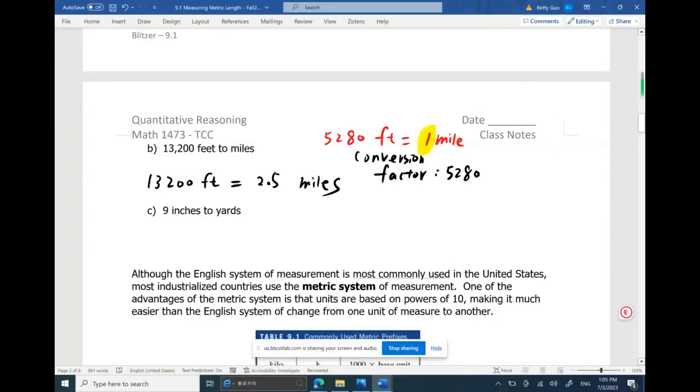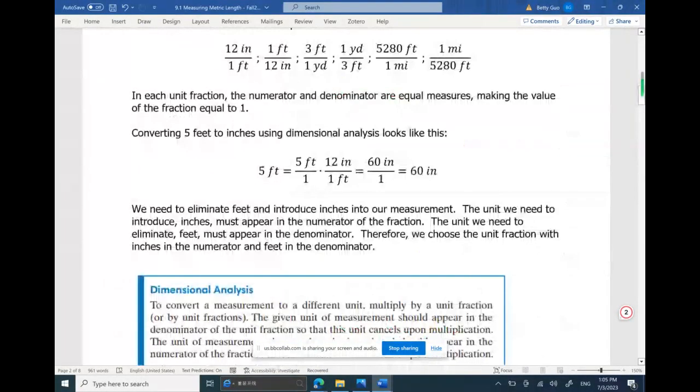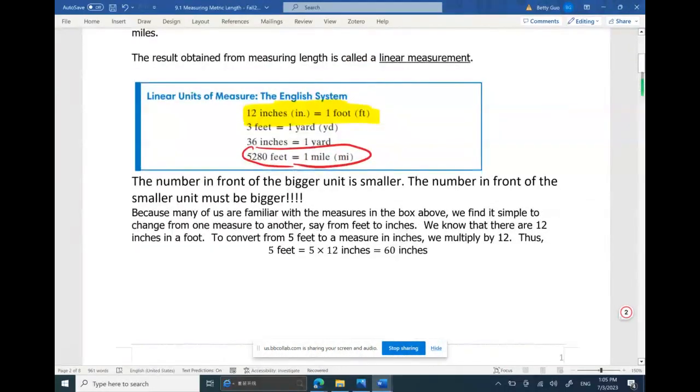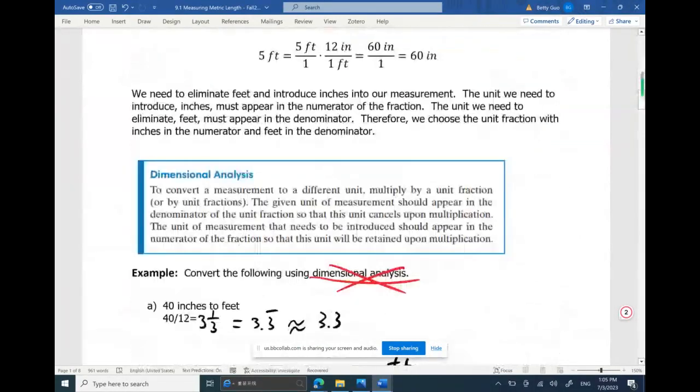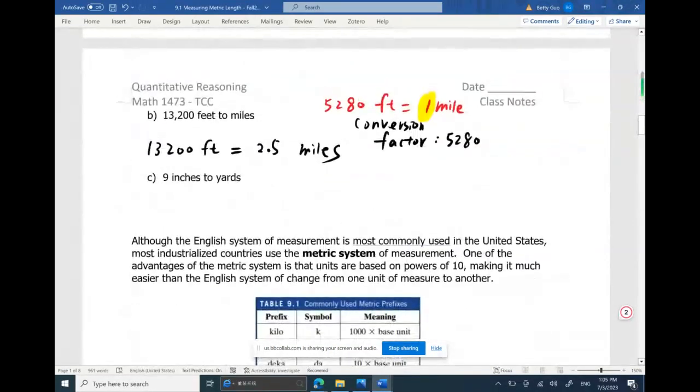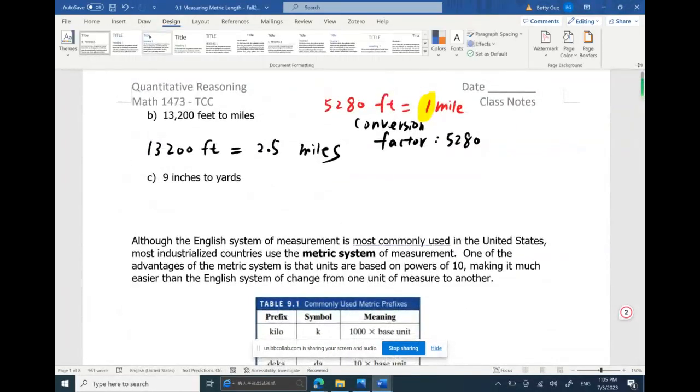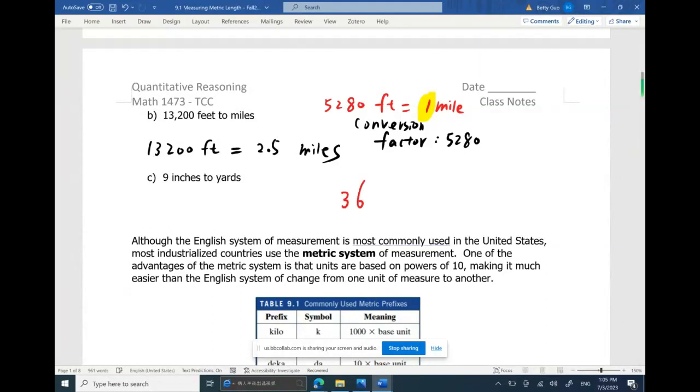Part C. From inch to yard. And what's the conversion between inch and yard, the identity? Yeah, 36 inches in 1 yard, because 3 feet in 1 yard. Again, that kind of information normally is given in the problem. So for convenience, I'm going to copy down here: 36 inches in 1 yard. So the conversion factor is 36.